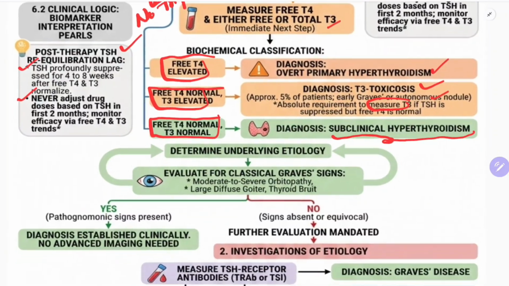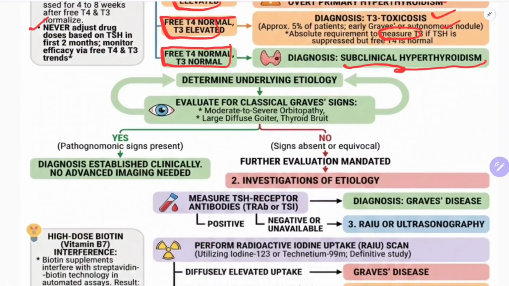Okay, now you will evaluate for the cause of your thyrotoxicosis. Sorry, not hyperthyroidism. So you have diagnosed thyrotoxicosis, now you evaluate for the cause. You will not say hyperthyroidism, you will say thyrotoxicosis only. Okay, so evaluate for classical Graves signs now: whether there is moderate to severe orbitopathy or not, whether there is a large diffuse goiter or not. If yes, then the diagnosis is established clinically and no advanced imaging is needed. What is that? That is Graves' disease.